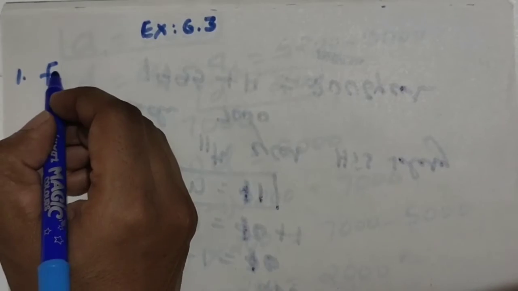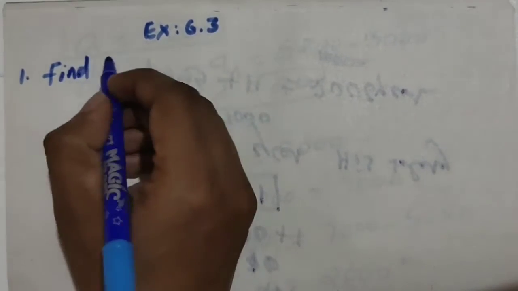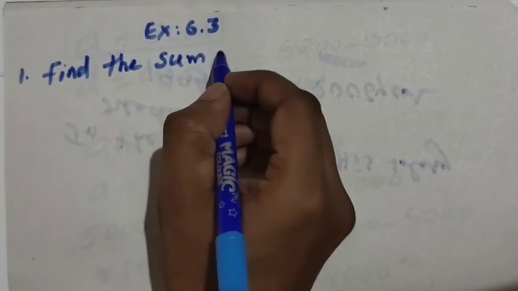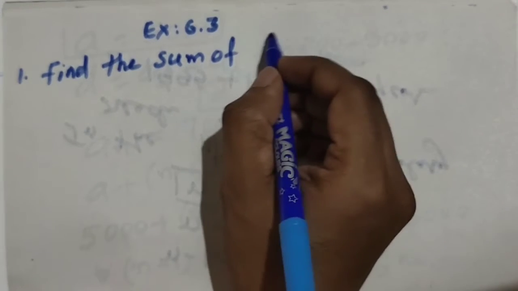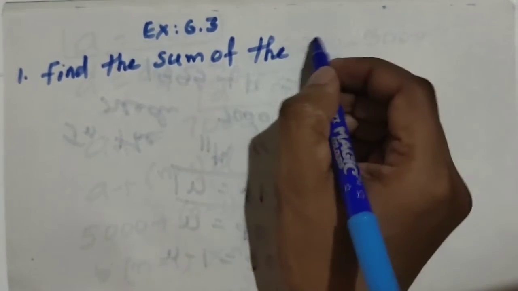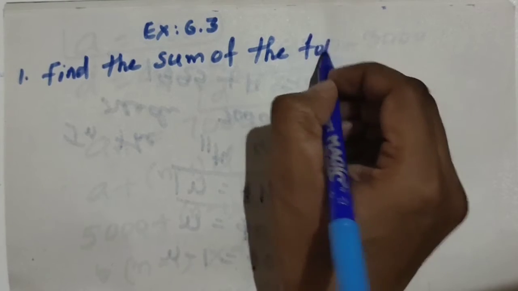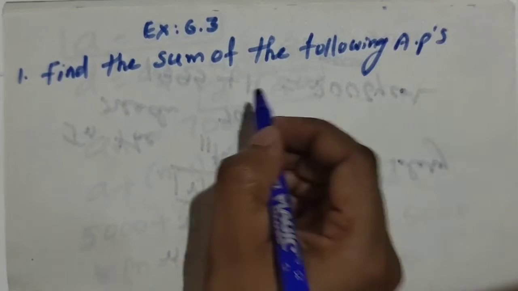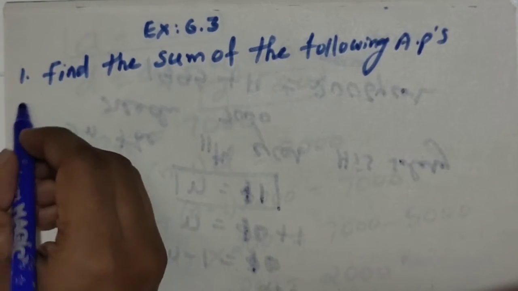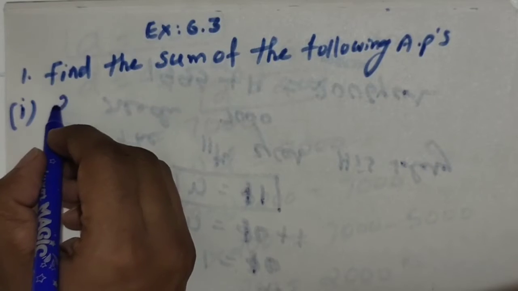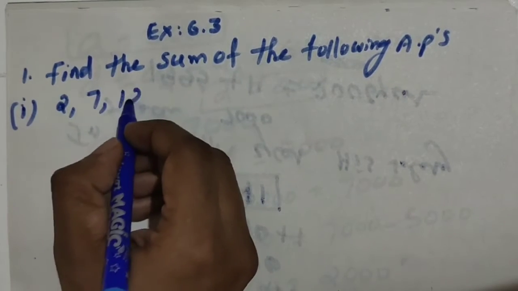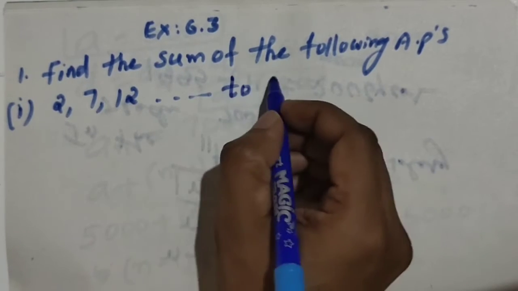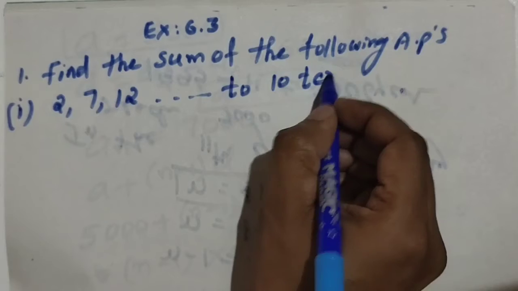In 6.3, first bit, find the sum of the following APs. So first let us see the first one: 2, 7, 12 and so on, up to 10 terms.